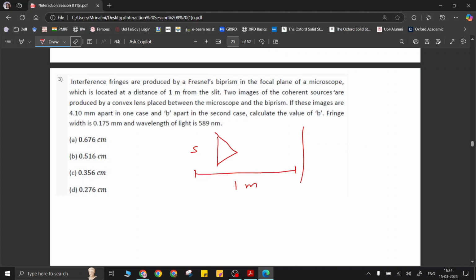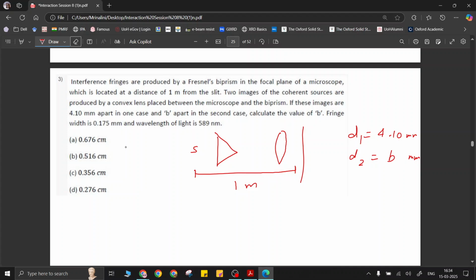Two images of coherent sources are produced by a convex lens placed between the microscope and the biprism. If these images are 4.10 mm apart in one case, so d1 is this, and d2 we don't know, some distance b millimeter. We have to find out the value of this.